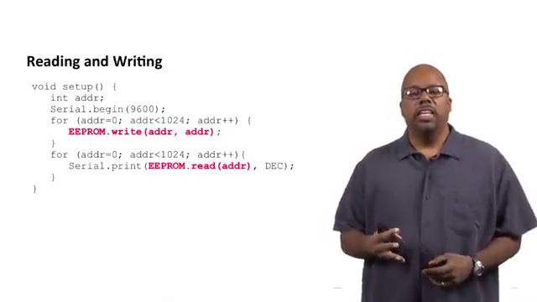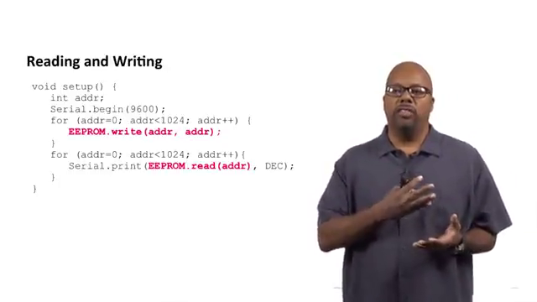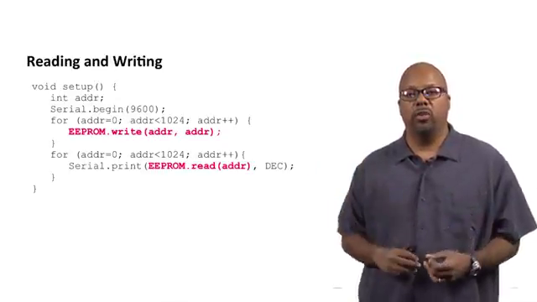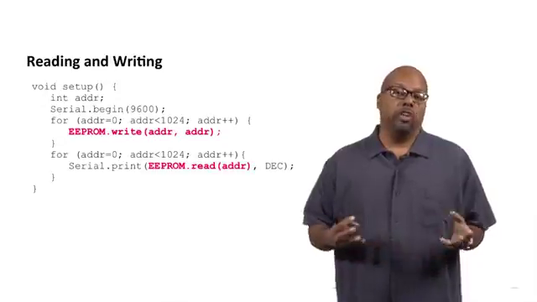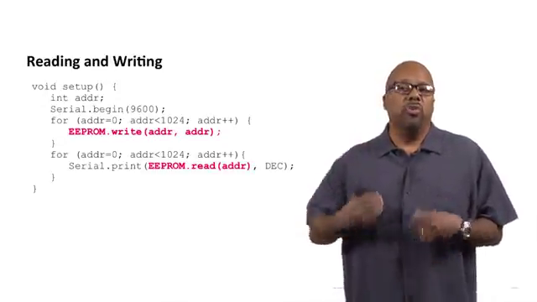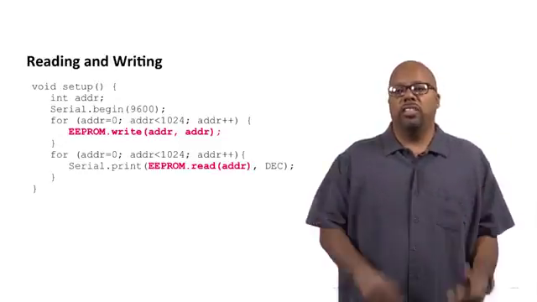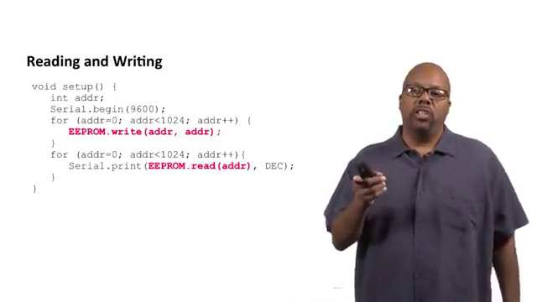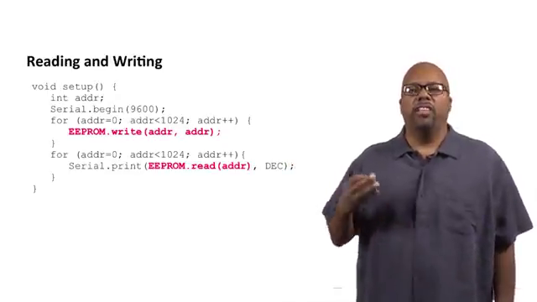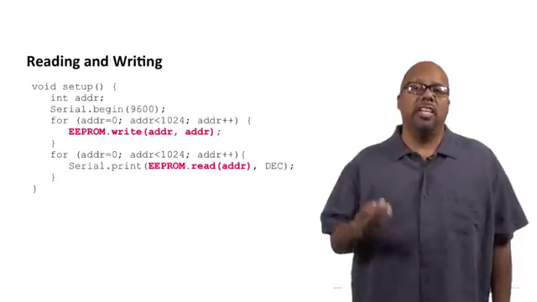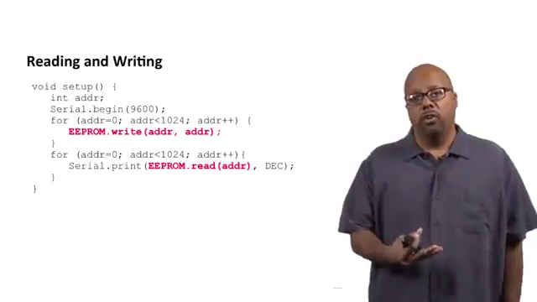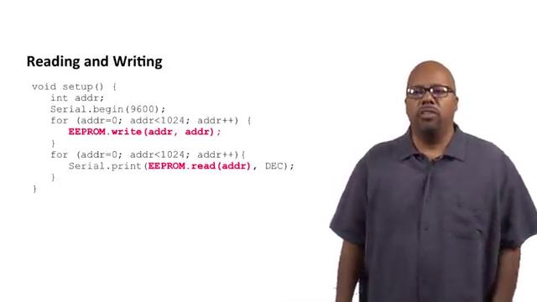The second loop is just going through every address again, the same range, 0 to 1023 really, because address is less than 1024. It's doing a Serial.print, and in that print, it's calling EEPROM.read. So it goes to the address, reads the contents of the address, and prints it to the serial monitor. Note that Serial.print takes that second argument, DEC, which stands for decimal, to tell it to interpret the byte that it gets as a decimal number, so we see it as a decimal number on the serial monitor. But that's it. This is pretty straightforward.